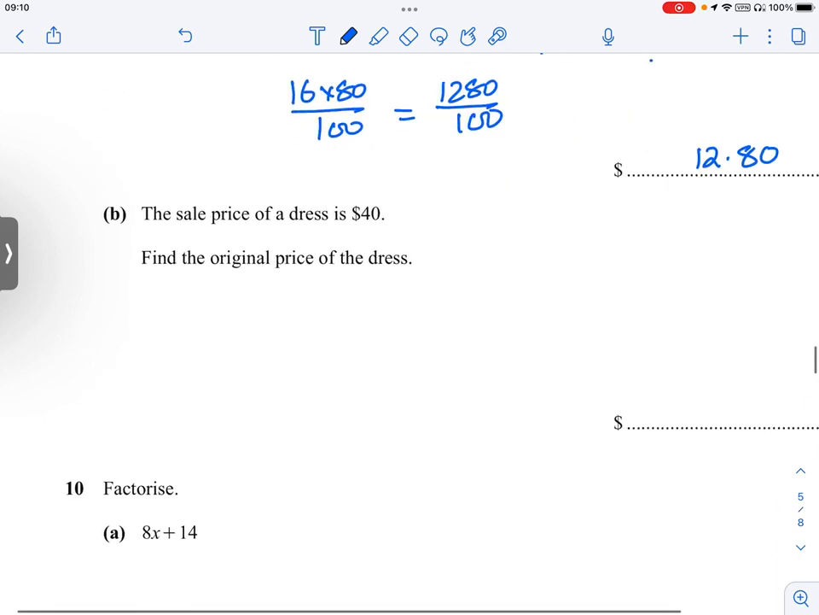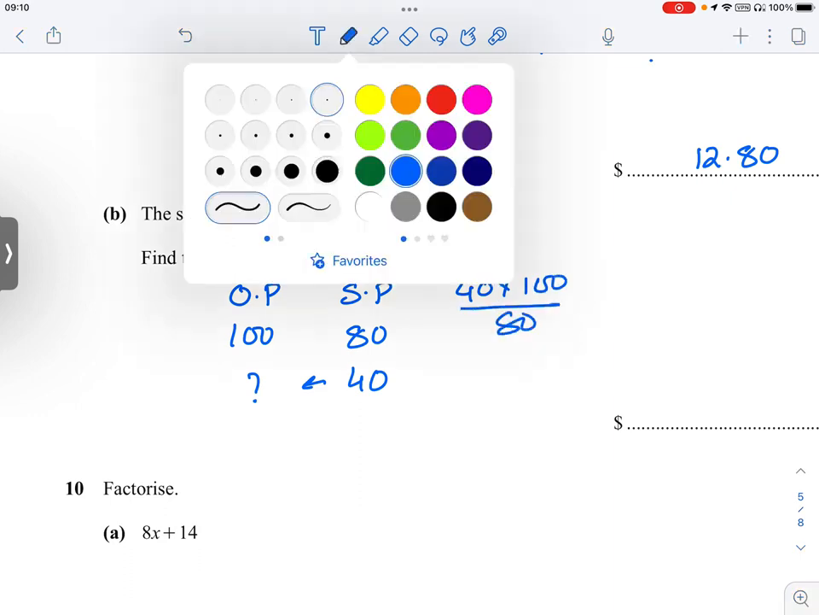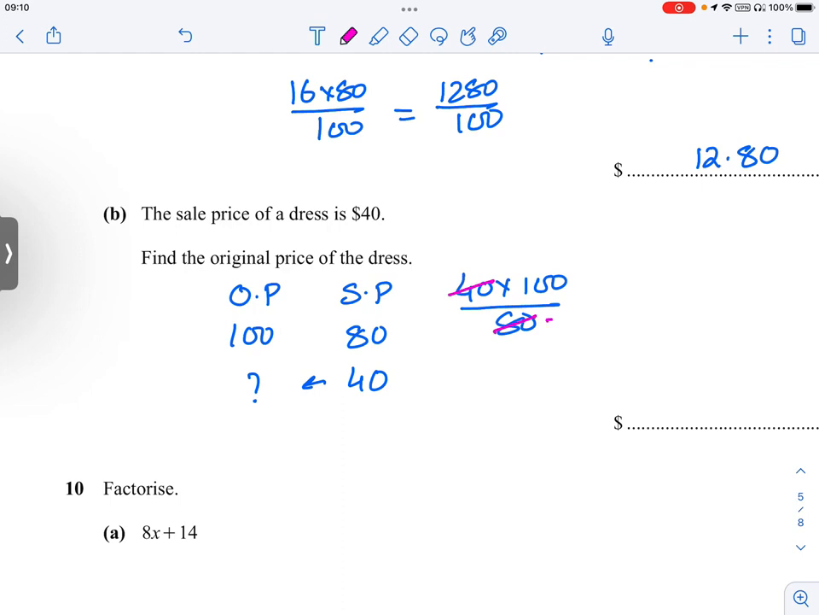The sale price for the dress is 40. What is the original price? Same again, original price, sale price. Original price is 100, sale price is 80. Now the sale price is 40. What is the original price? 40 times 100 divided by 80. So 40 times 1, 40 times 2, 100 by 2 is 50.